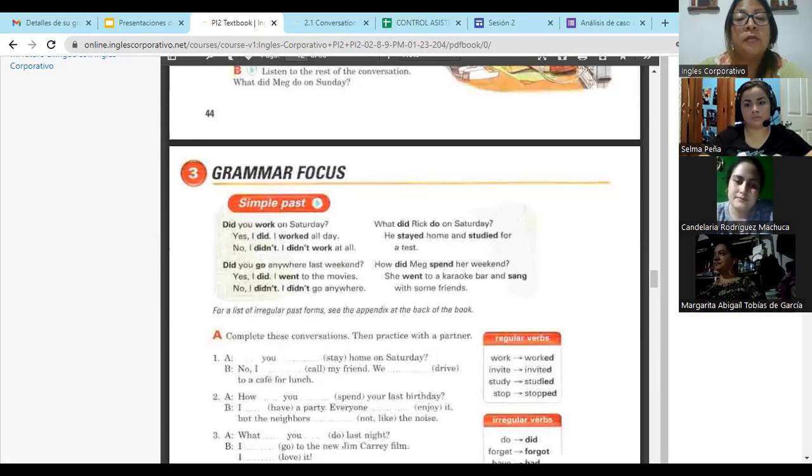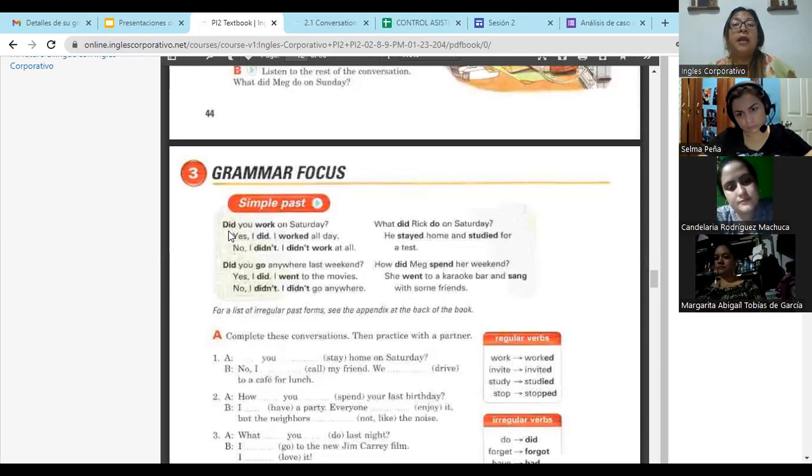Vamos a utilizar the auxiliary did. Y cuando utilizamos el auxiliary did, it is not necessary to change the verb, the main verb, sino que lo dejamos en su forma base, on the base form. Entonces, if I use the auxiliary did, como en este caso did ya está en pasado, porque si se recuerda, el auxiliar en presente sería do, in simple present. En este caso, como ya lo tenemos en pasado, ya no es necesario modificar el verbo principal y por eso nos queda en su forma base. Did you work on Saturday? Did you go anywhere last weekend?